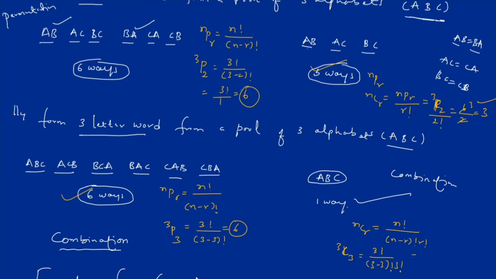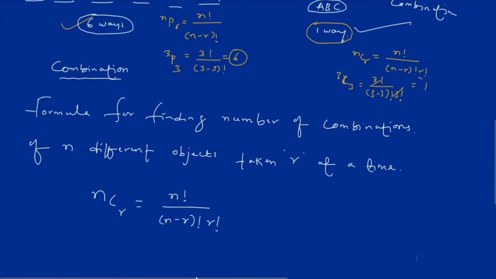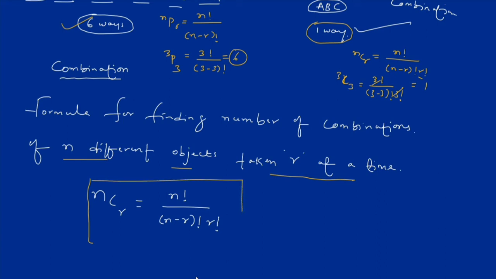So here 3 factorial upon 3 factorial get cancelled. 3 minus 3 is 0 factorial, again 1. Therefore we are getting only one way. So the formula is, the combination formula, the formula for finding the number of combinations of n distinct objects taken r at a time is nothing but nCr, which is equal to n factorial upon (n minus r) factorial into r factorial.